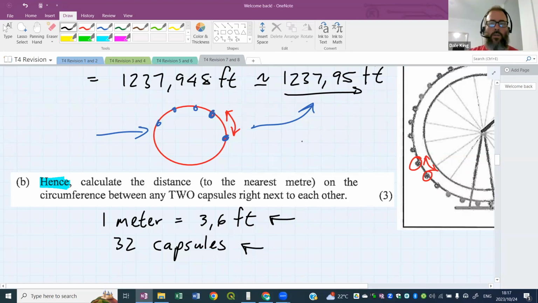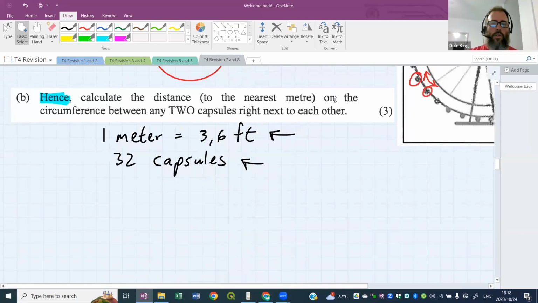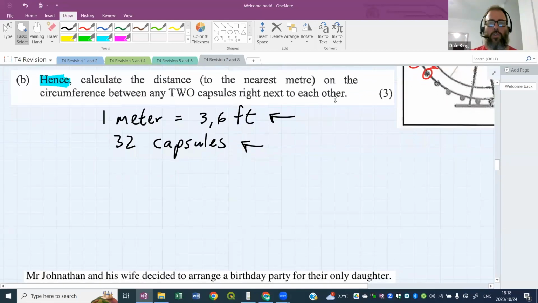Okay, so let's have a look. Let's see how we do this. So we're going to take this circumference here, and we're going to use it. Now, what you can do is cut this up into the 32 pieces first, or you can convert it into meters and then cut it up. So what I'm going to do is cut it up first. Doesn't matter which way you do it. You can convert first or cut it up first. So I'm going to cut this up into 32 pieces, because there's 32 capsules.